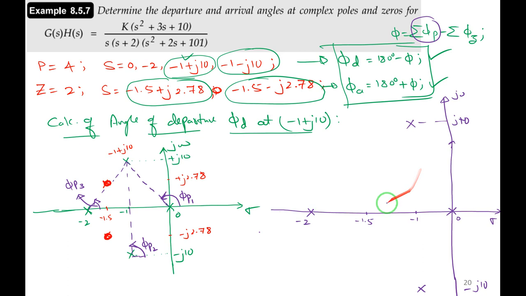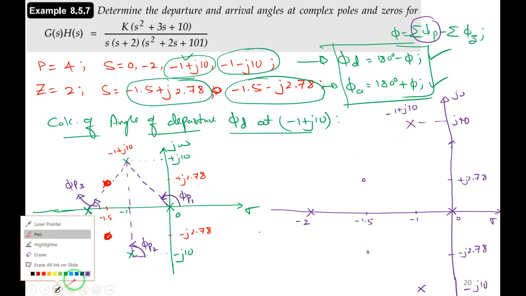Then plus j2.78. Let me take this minus 2.78 right here. Corresponding to it is plus j2.78, another 0, and minus j2.78. Okay.